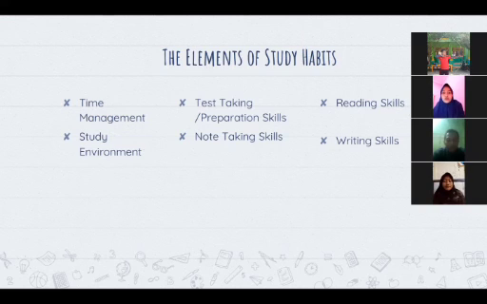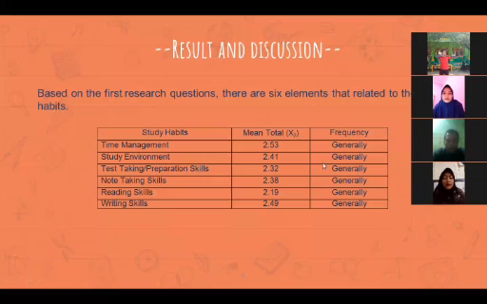Now we move to the result and discussion that will be presented by Fitri Wahyuni. Okay, thank you. In this chance, I will explain about the result and discussion.